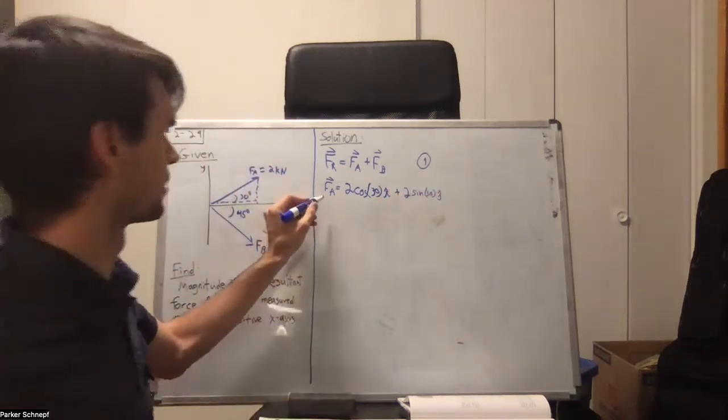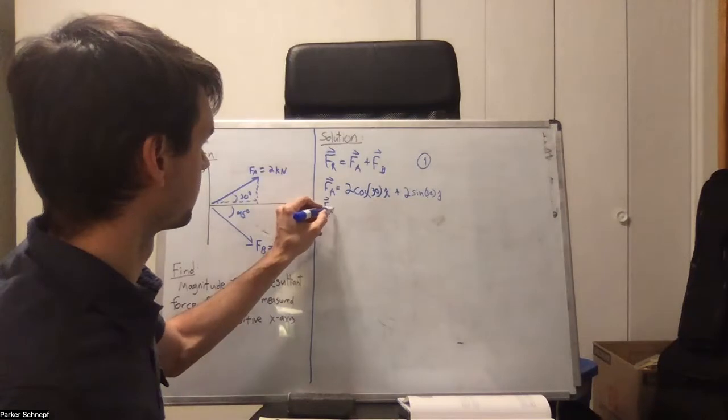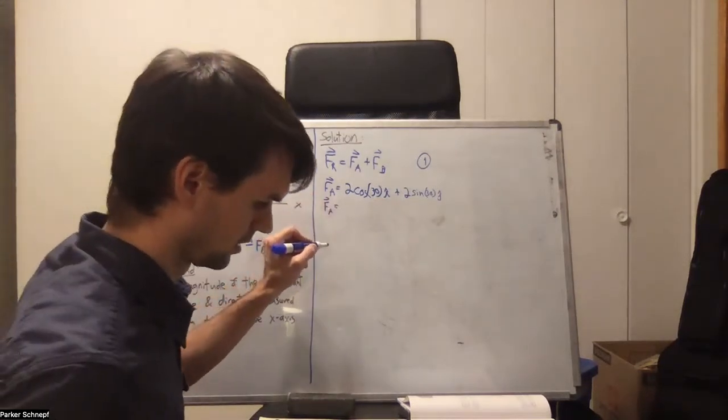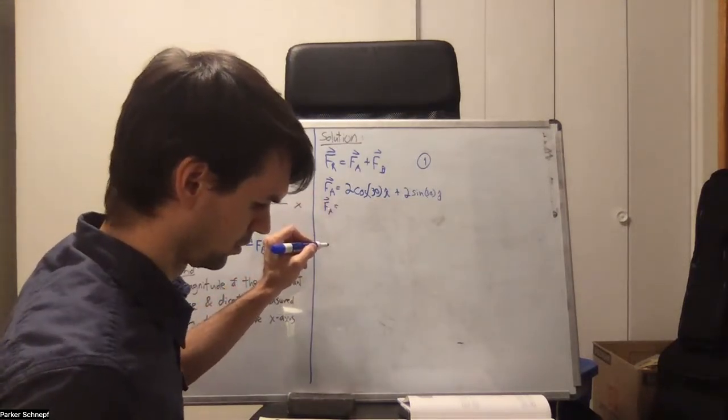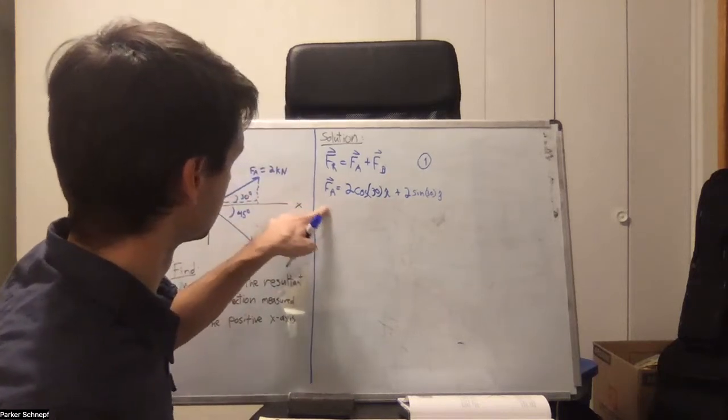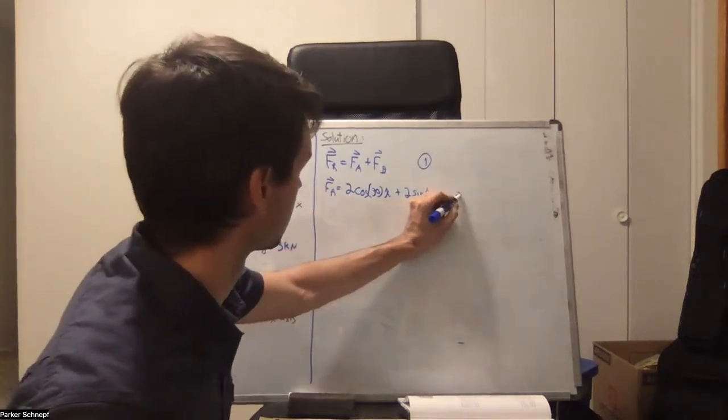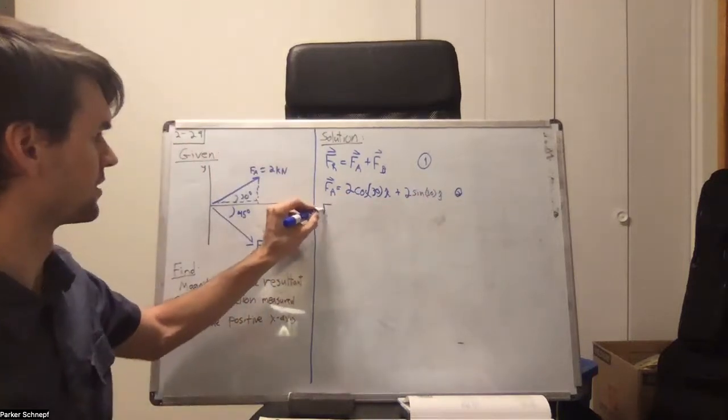And if I just evaluate those numbers, I get FA is equal to, actually, I'm going to just leave it like this for now. This is my second main equation. And then I'm going to do the same thing for FB.